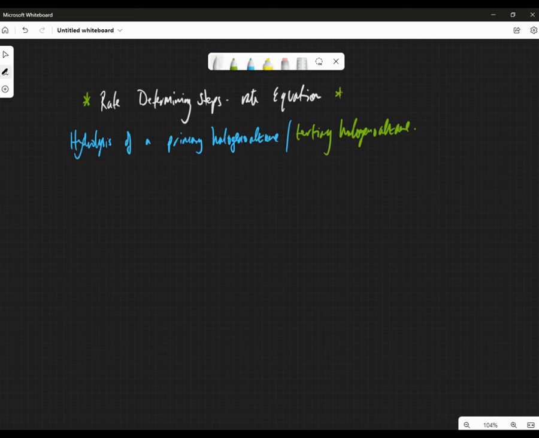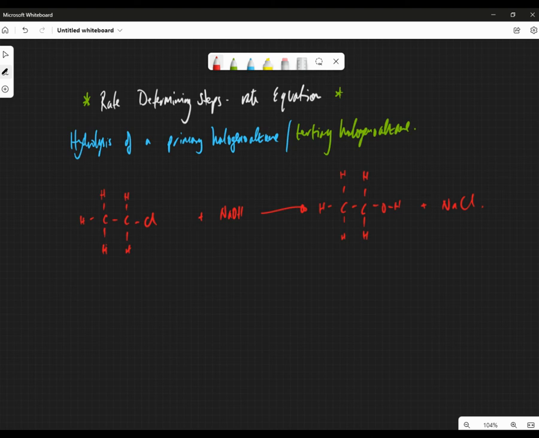First of all, let's do a very simple one. Let's have a look at this guy here. This is chloroethane, and I'm going to react it with sodium hydroxide. This is AS stuff, and it is a nucleophilic substitution reaction. I'm going to end up with ethanol and sodium chloride.